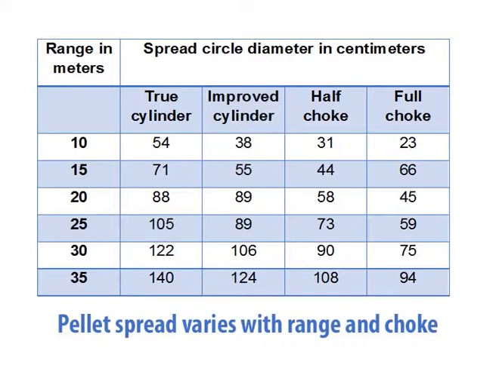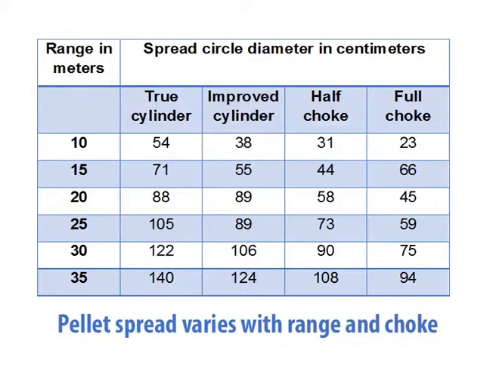For 20 meters of range, the circle diameter will be 88 centimeters for a true cylinder, 89 centimeters for an improved cylinder, 58 centimeters for half choke, and 45 centimeters for full choke. For 25 meters of range, for true cylinder, the circle diameter will be 105 centimeters. For improved cylinder, 89, for half choke, 73 centimeters and full choke, 59 centimeters.